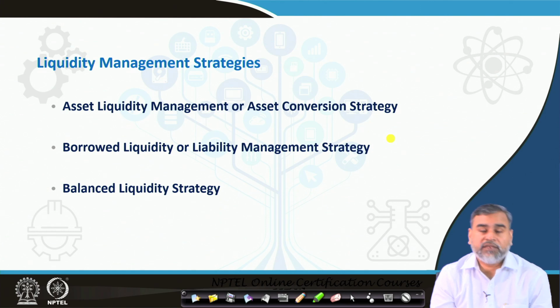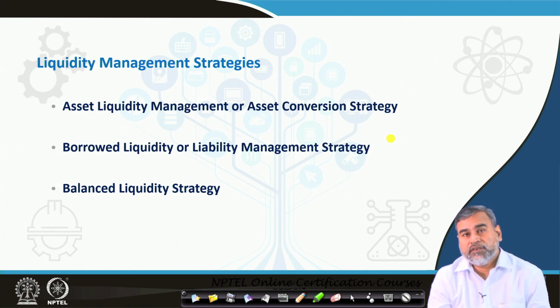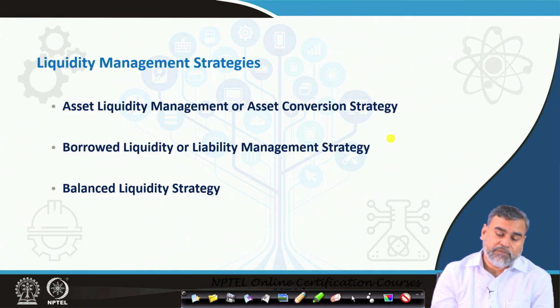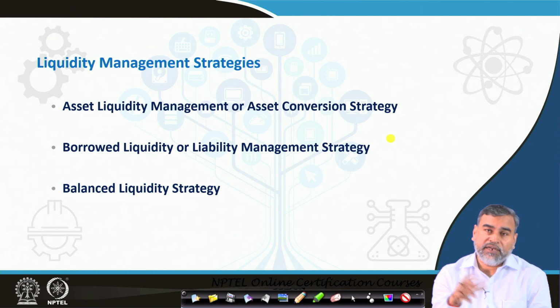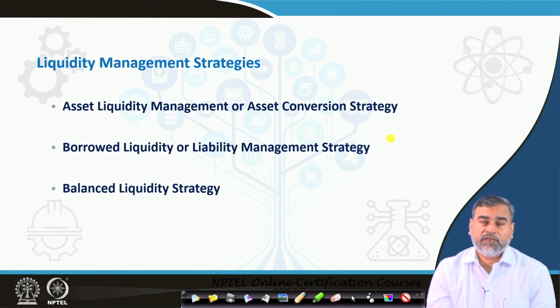Or they can go for a balanced liquidity management strategy, which is basically a combination of both assets and liabilities. So overall, the commercial banks can play with their assets to maintain liquidity, they can use their liabilities to manage their liquidity, or they can use both assets and liabilities. These are the three broad types of strategies that commercial banks use to manage the liquidity positions of a particular bank.